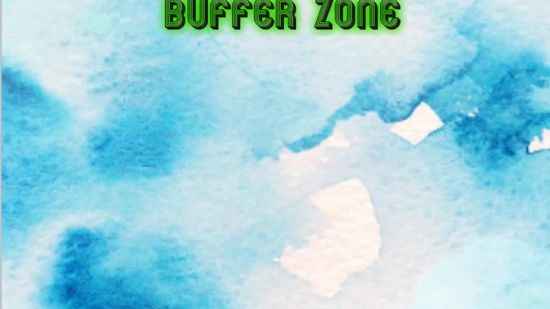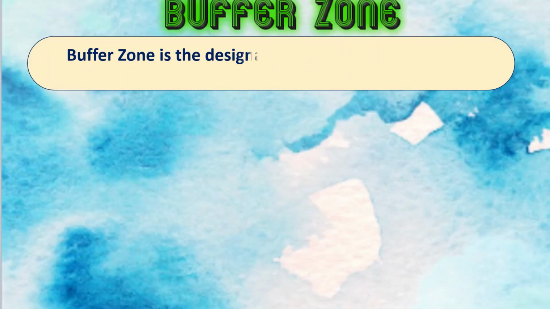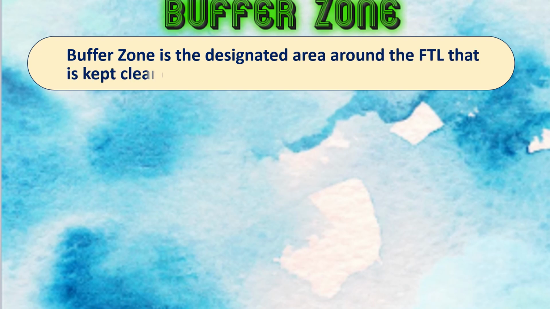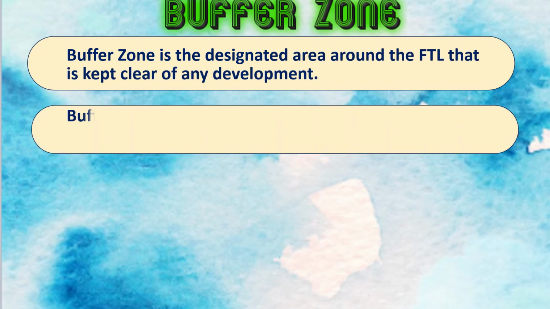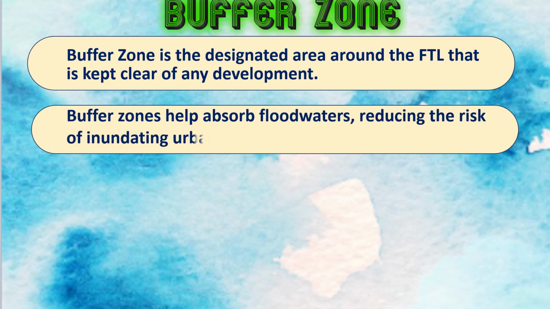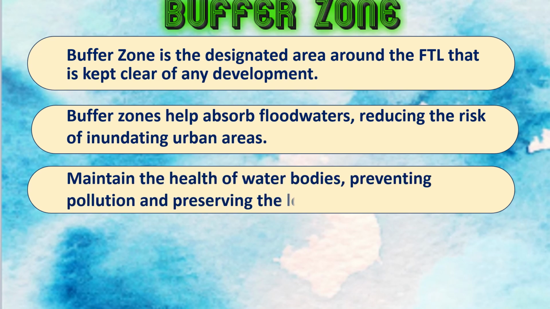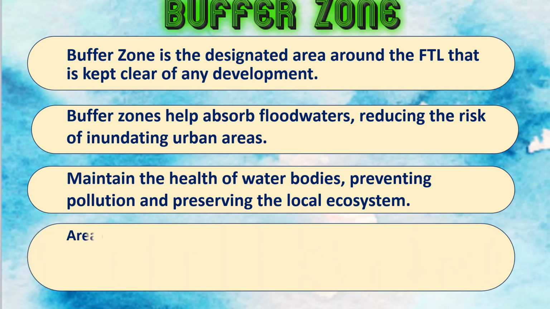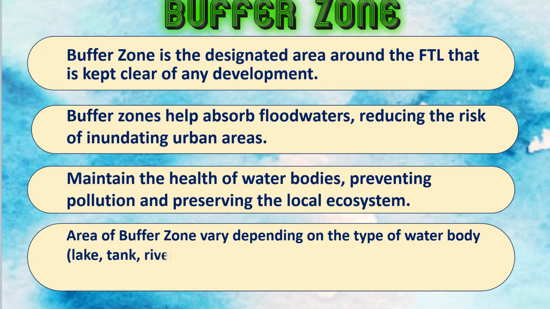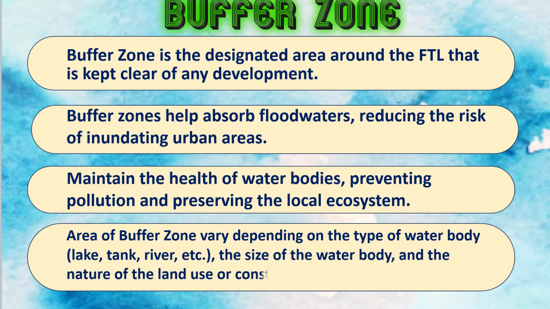What is a buffer zone? A buffer zone is the designated area around the FTL that is kept clear of any development. Buffer zones help absorb floodwaters, reducing the risk of inundating urban areas, and maintain the health of water bodies, preventing pollution and preserving the local ecosystem. The area of a buffer zone varies depending on the type of water body, lake, tank, river, etc., the size of the water body, and the nature of the land use or construction.